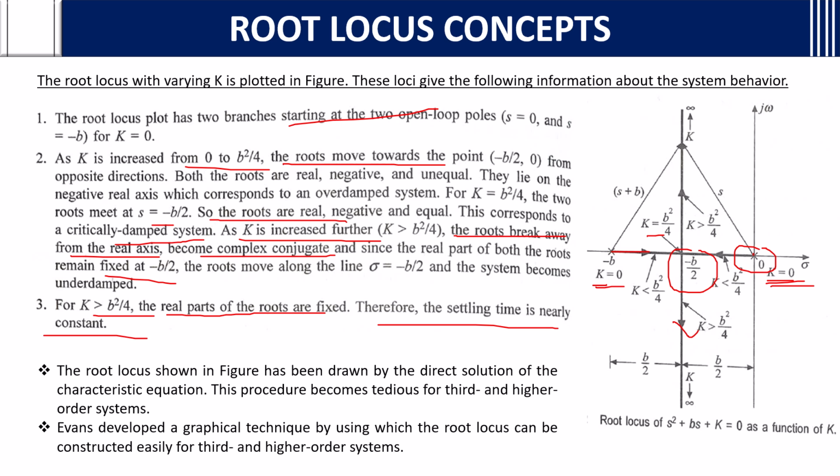Understood? So the root locus shown in the figure has been drawn from the direct solution of the characteristic equation. This procedure becomes tedious for third and higher order systems. As it is a second order system, it's easy to draw directly. But if it is s cube, s power 4, s power 5, that is, more than s square order, then it is tedious. It is very tough to do it like this.